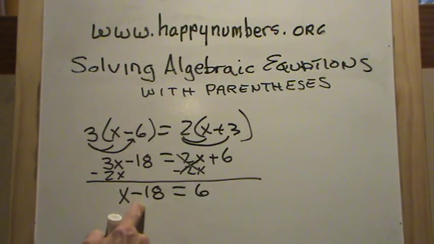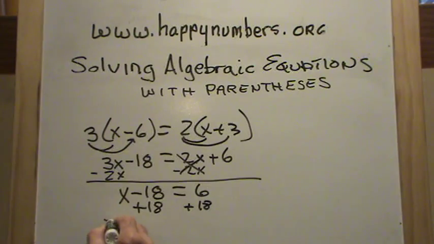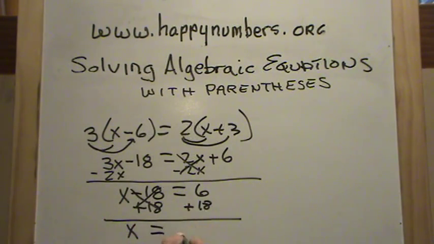Okay, now I have my 18 here. Well, it's a negative 18, so I want to put the opposite, positive 18, and I wind up with x, and the negative 18 and positive 18 cancel out, equals 18 plus 6, which is 24. Good, good. Well, that's it.